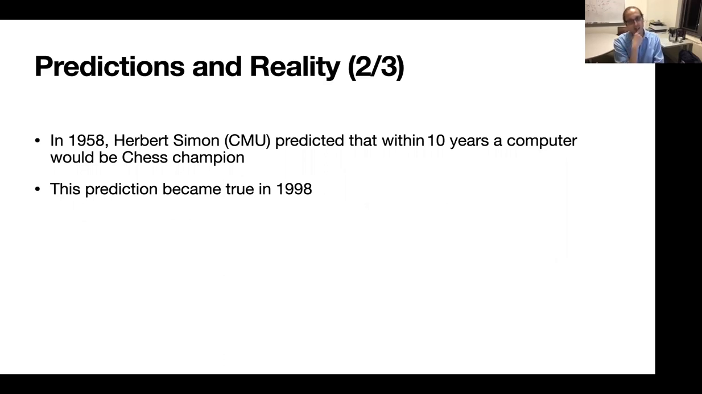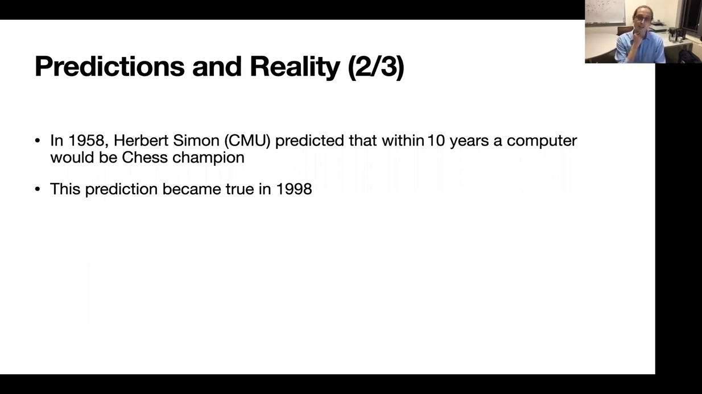Another prediction was made by Herbert Simon from CMU in 1958. He said that within 10 years a computer would be a chess champion. However, that only came true 40 years later, in 1998, when IBM Deep Blue beat Kasparov at a game of chess. So some of these predictions that people made could turn out to be quite inflated.